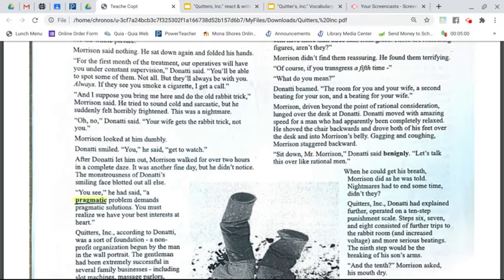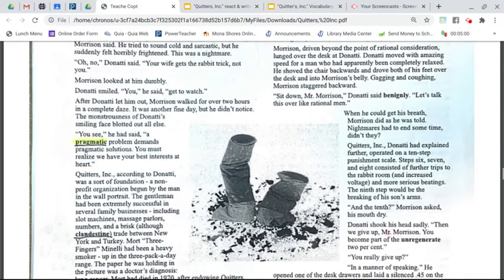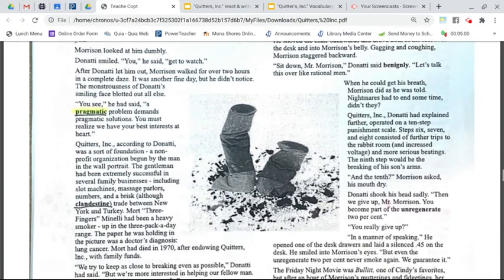After Donati let him out, Morrison walked for over 2 hours in a complete daze. It was another fine day, but he didn't notice. The monstrousness of Donati's smiling face blotted all else. You see, he had said, a pragmatic problem demands pragmatic solutions. You must realize we have your best interests at heart. Quitters Inc., according to Donati, was a sort of foundation, a non-profit foundation begun by the man in the wall portrait. The gentleman had been extremely successful in several family businesses, including slot machines, massage parlors, numbers and brisk, although clandestine, trade between New York and Turkey.